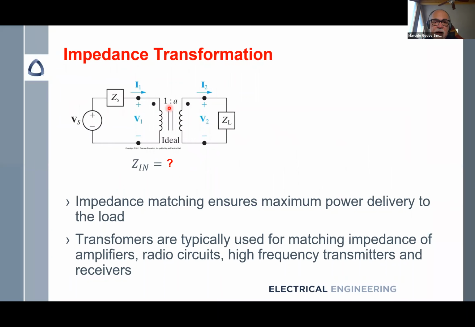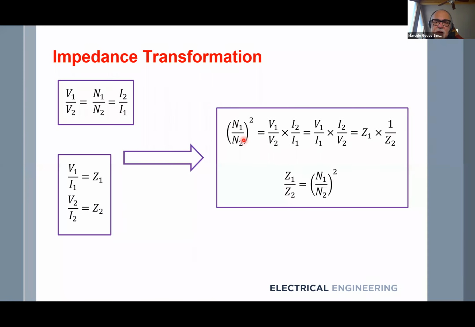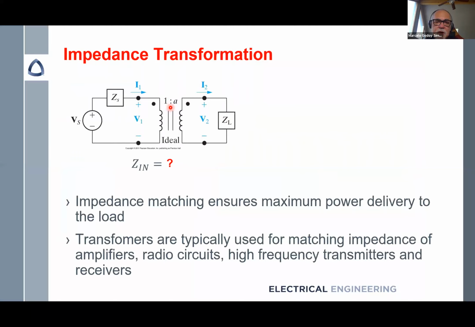For example, here I have ZL, and I want to find what Z in is, and I have the turns ratio, and my transformer is ideal. I'm going to use exactly this equation, because in this case I will take 1 divided by A squared, and I will take the load impedance and reflect it on the primary side. So a transformer will help you increase or decrease the impedance depending on the turns ratio.